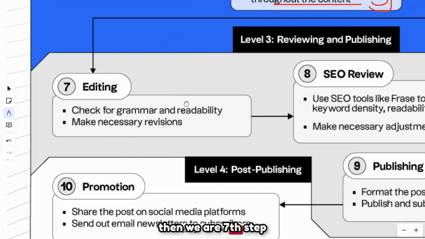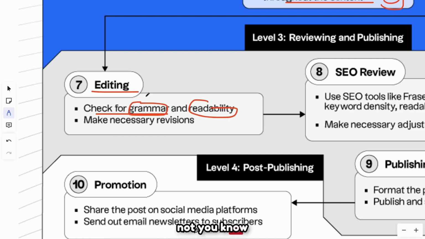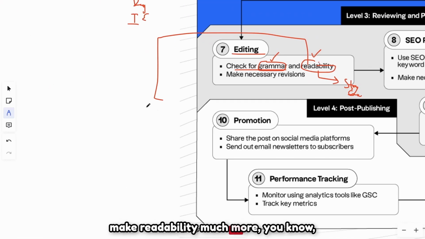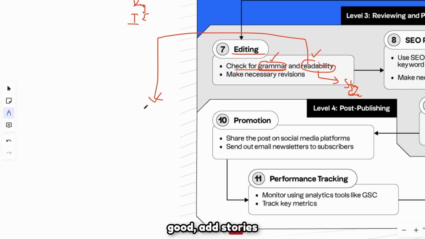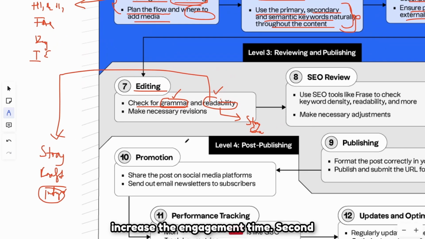And then we are at the 7th step, which is editing. Check for grammar and readability. Many people write content which is good, but it is not as good as they think when it comes to grammar and readability. To improve readability, all you have to do is create stories and case studies. So I'm just going to write it here. To make readability much better, add stories, add case studies, add infographics. Adding infographics is one of the best ways to increase the engagement time.